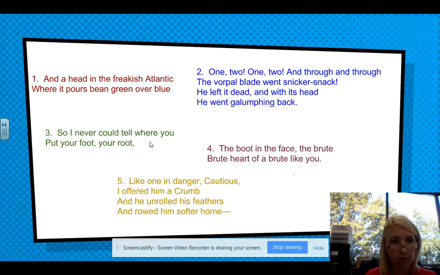4, another Sylvia. Both of these are Sylvia, right? This poem's called Daddy. We'll read it. It's good. "The boot in the face, the brute heart of a brute like you."